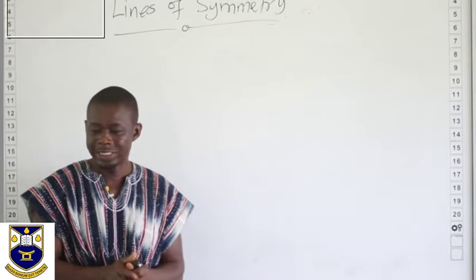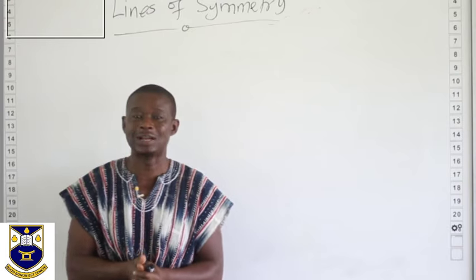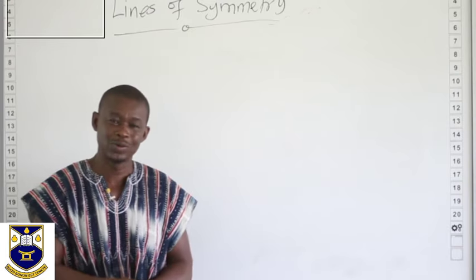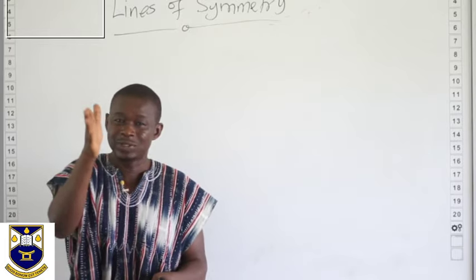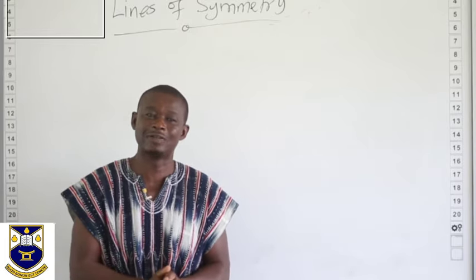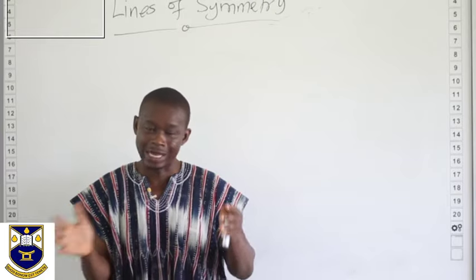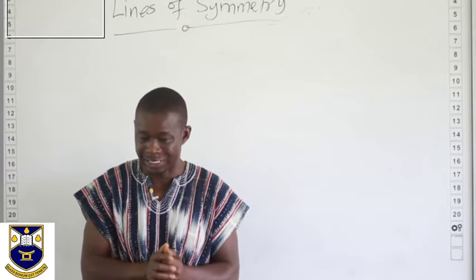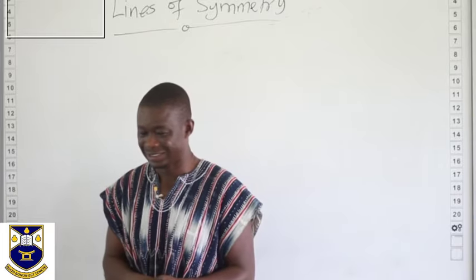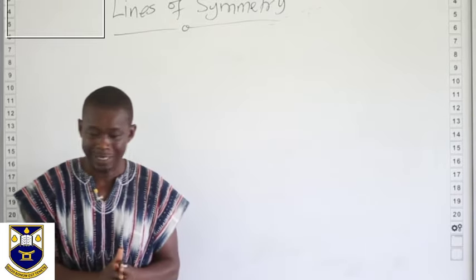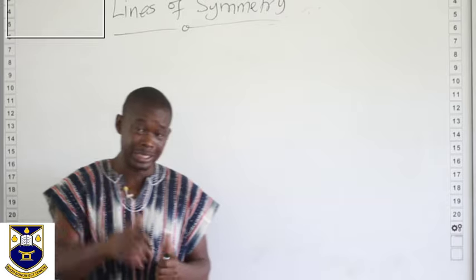Now, how do we determine if a shape has a line of symmetry? How do we know? I've already said that it is an imaginary line which is drawn to pass through the center of the object so that we have identical halves on both sides. So, how do we do this practically? I hope I have a paper here, but you can follow because I've already given you this.